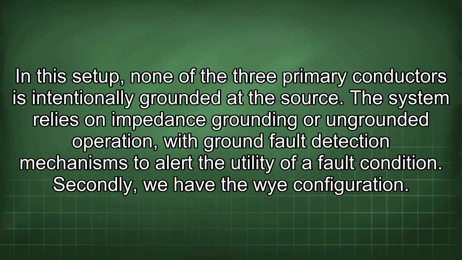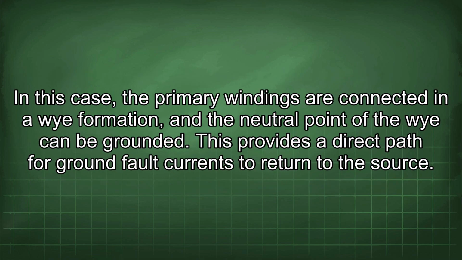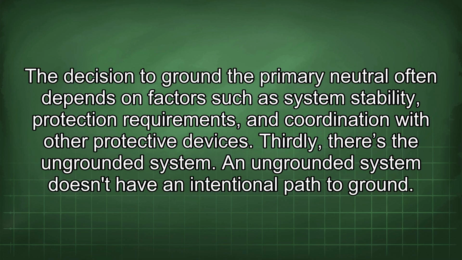Secondly, we have the Y configuration. In this case, the primary windings are connected in a Y formation, and the neutral point of the Y can be grounded. This provides a direct path for ground fault currents to return to the source. The decision to ground the primary neutral often depends on factors such as system stability, protection requirements, and coordination with other protective devices.